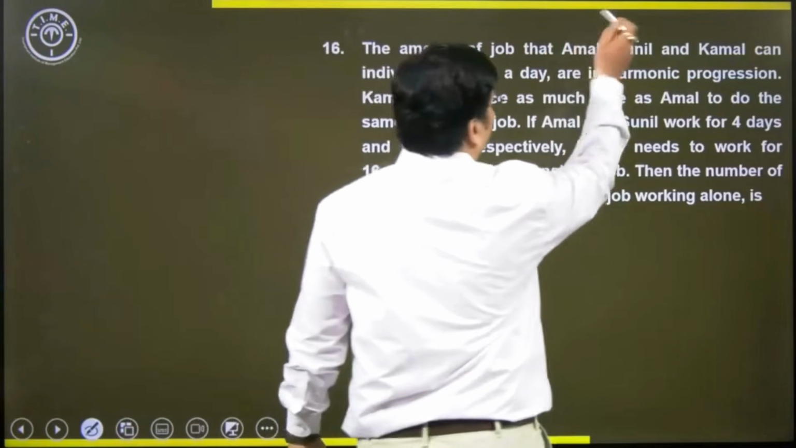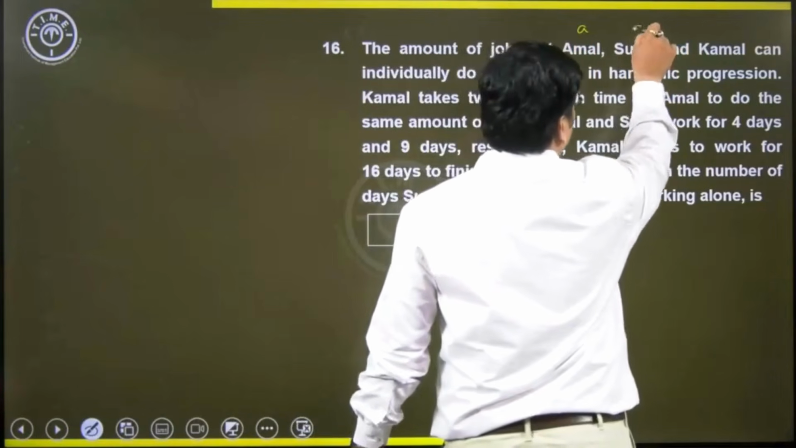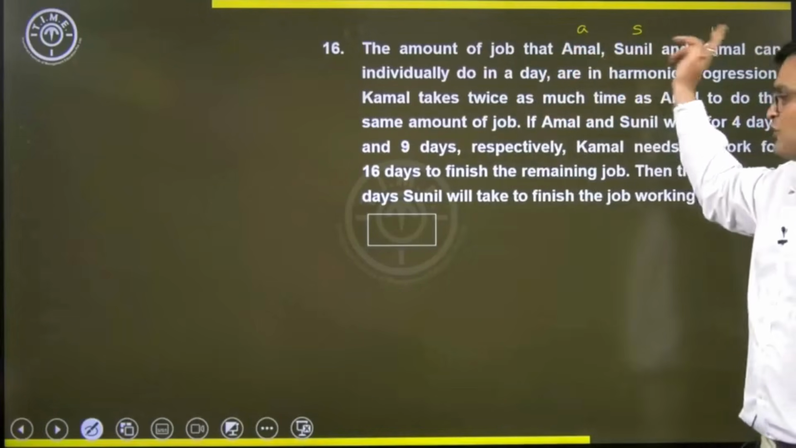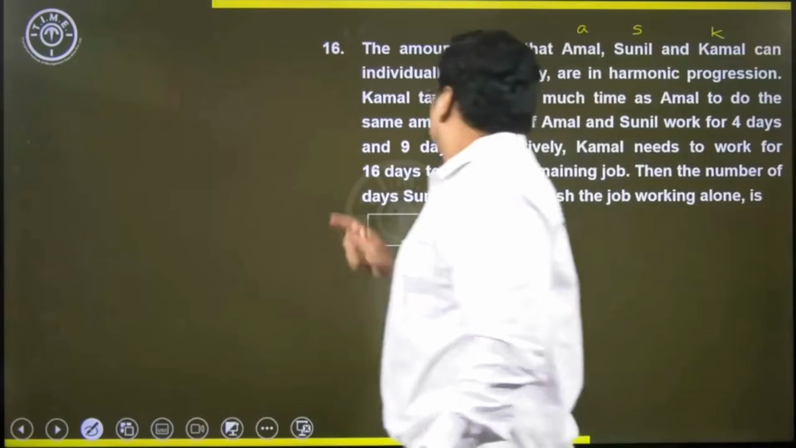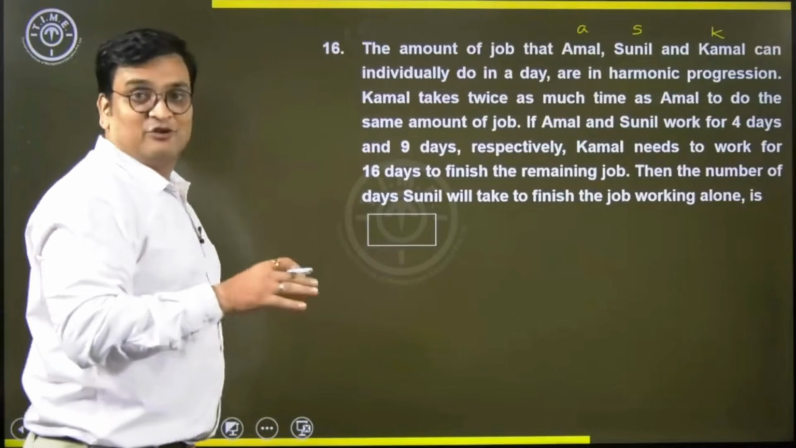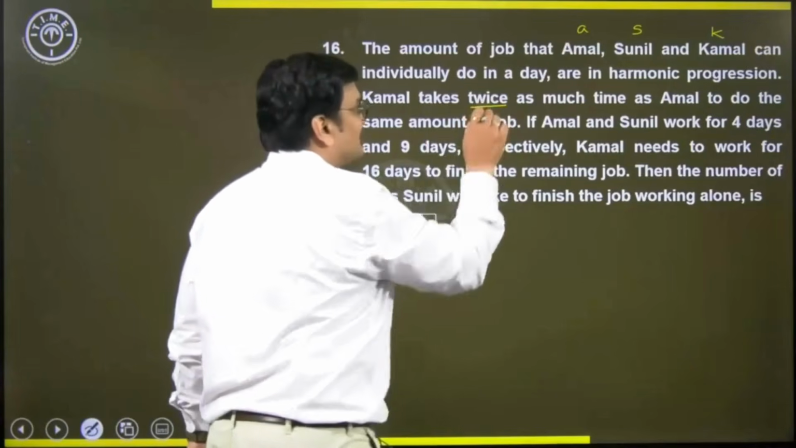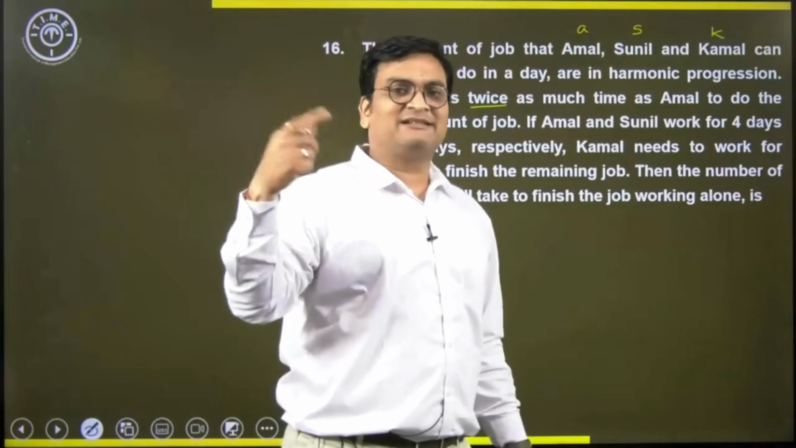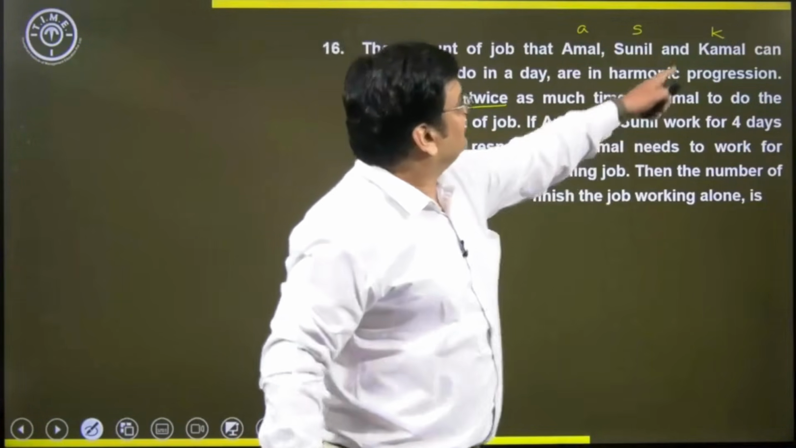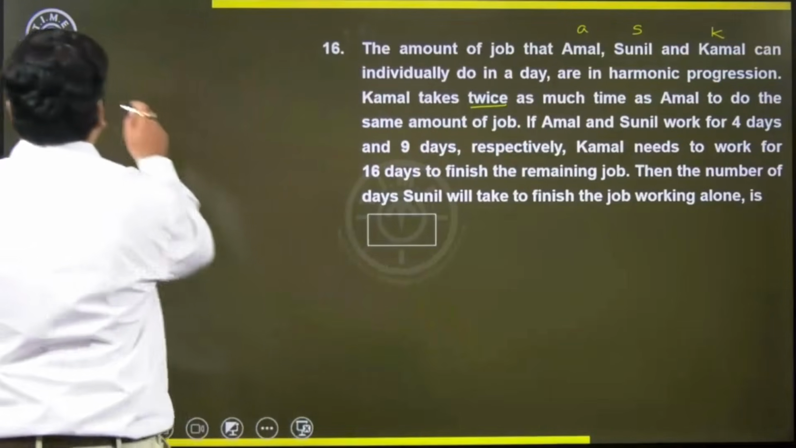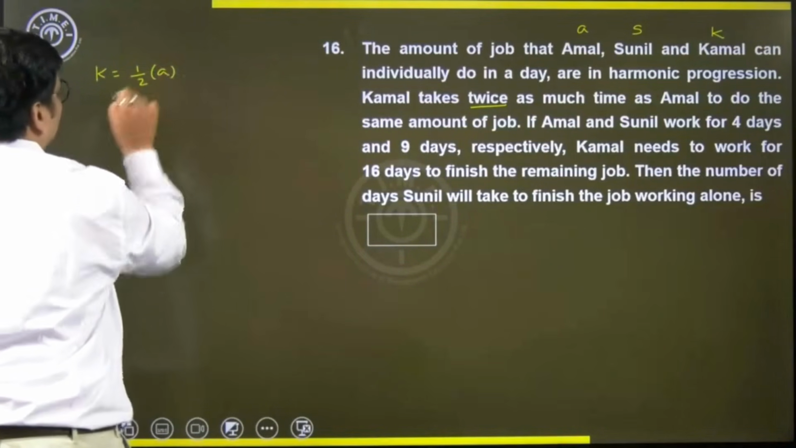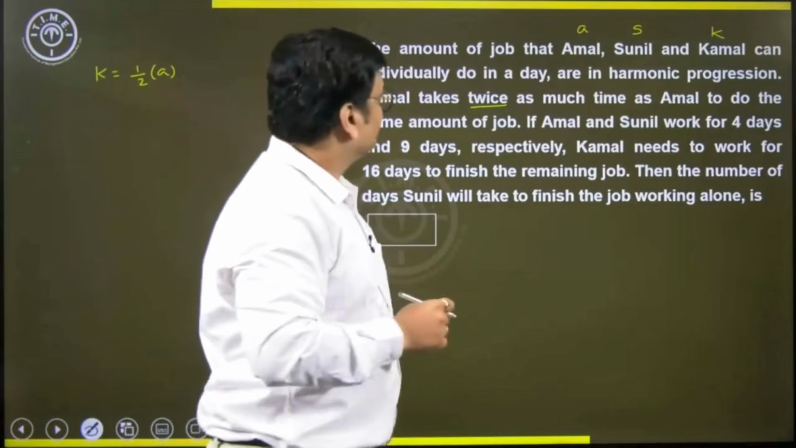So suppose the rate of Amal is A units per day, Sunil is S units per day, Kamal is K units per day. And it's given that A, S, K are in HP. Kamal takes twice as much time as Amal to do the same amount of job. So if Kamal takes twice the time, that means can I say Kamal is half as efficient? So if I take Kamal's efficiency as K, so can I say Kamal's efficiency K will be half the efficiency of Amal? So K will be equal to A by 2 is what we may note down.